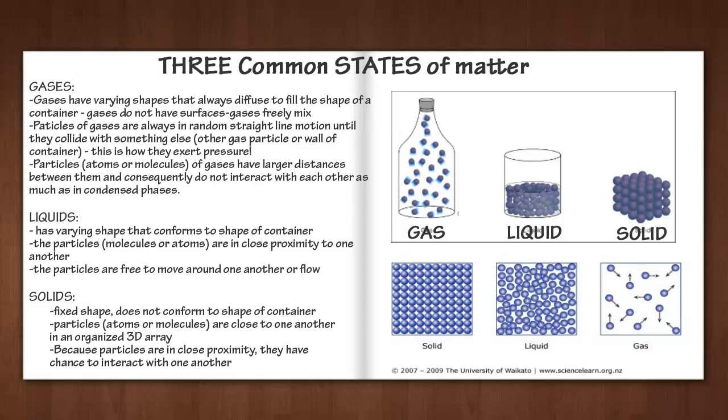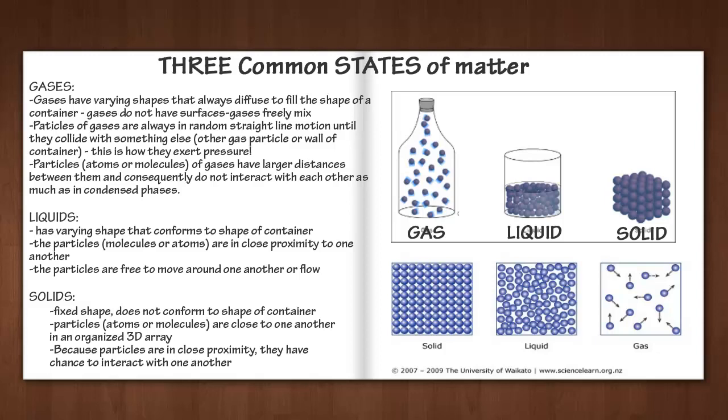We're going to start with gases. Gases will have a varying shape. Gases will always diffuse to fill the shape of a container in which they're placed. Gases do not have surfaces, and gases will always freely mix with one another. They'll mix well due to diffusion. The reason for this is that particles of gases are always in random straight line motion until they collide with something else. This could be another gas particle, same composition or different, or perhaps they collide with the wall of the container. This is how gases exert pressure, and it's one of the typical things of gas behavior.